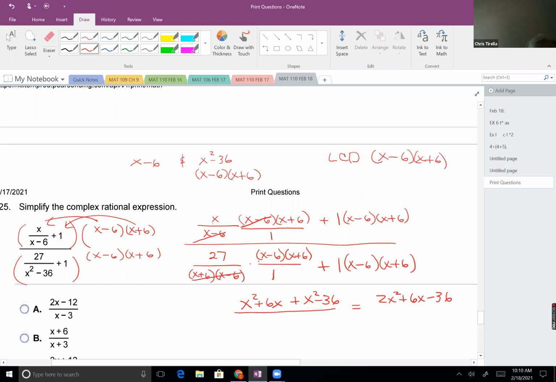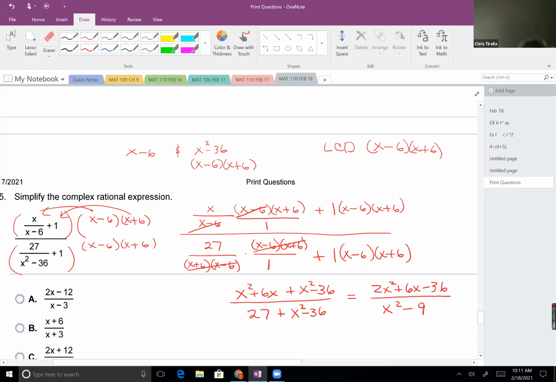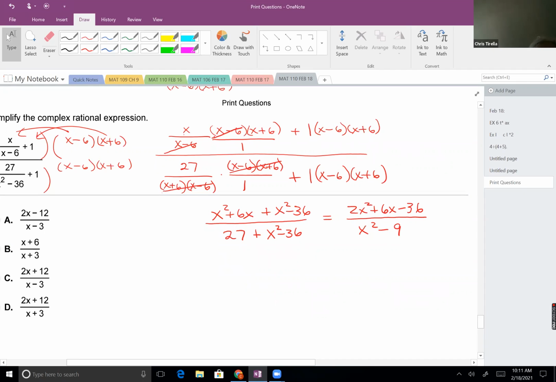That denominator, the entire x plus 6, x minus 6 cancels. So that gives me 27 plus that's x squared minus 36. And so in the denominator, I have x squared minus 9. It's not an option, so I think we've got to simplify that.